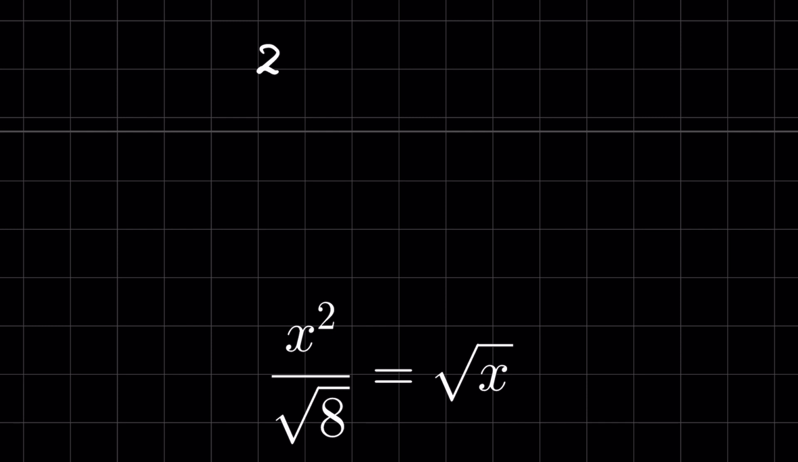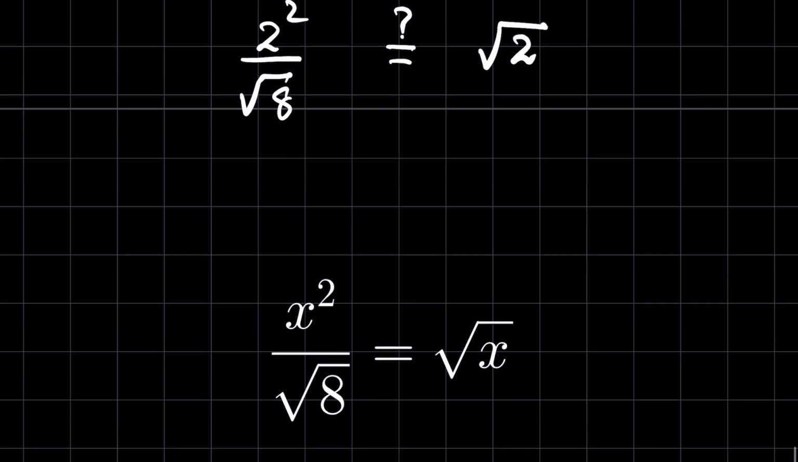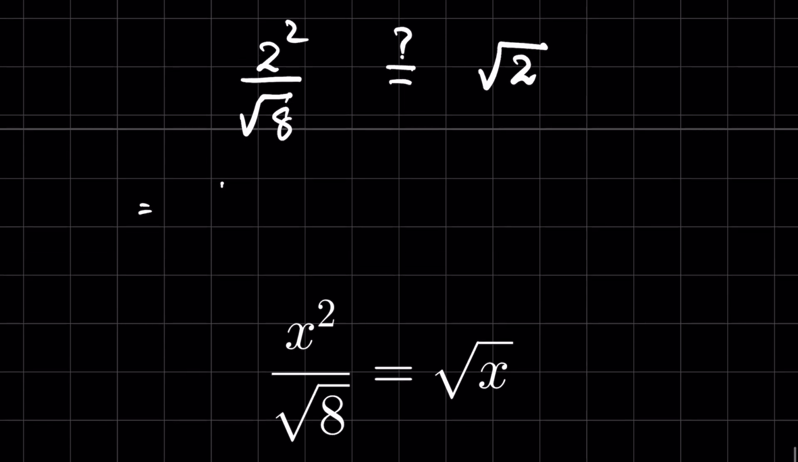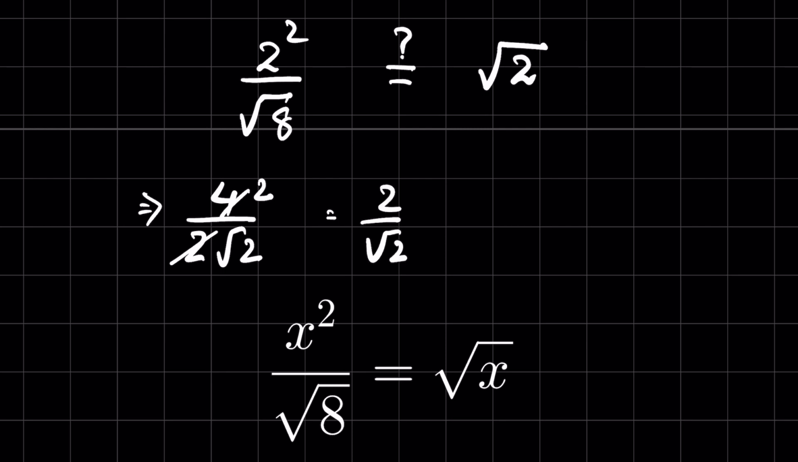x is 2 here. So 2 square upon square root of 8. We have to check whether it is equal to square root of 2, the value of x. Now 2 square means 4. Square root of 8 is 2 times square root of 2. 2 times 2 is 4. So 2 upon square root of 2.